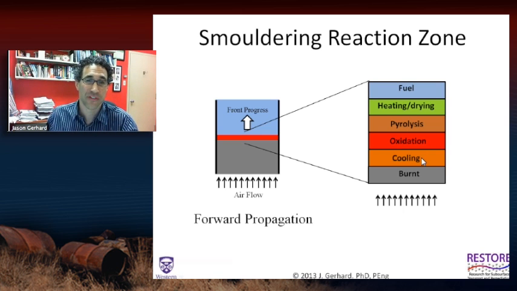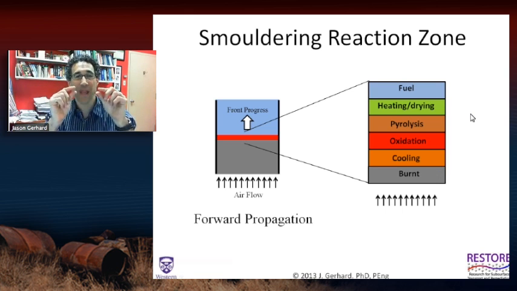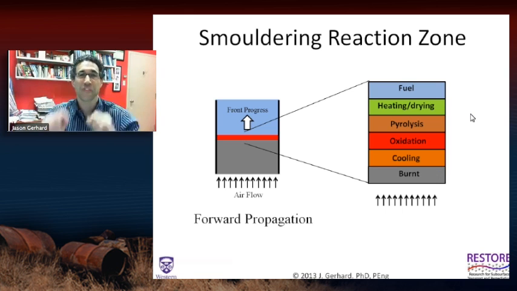Behind the oxidation front is a cooling phase because you have cold air coming in and cooling down this region, and then behind that you basically have cold, inert material with basically no carbon left in it whatsoever. So that's what's happening, but it's all happening inside a very narrow band, and that band travels up through the material as a traveling front.